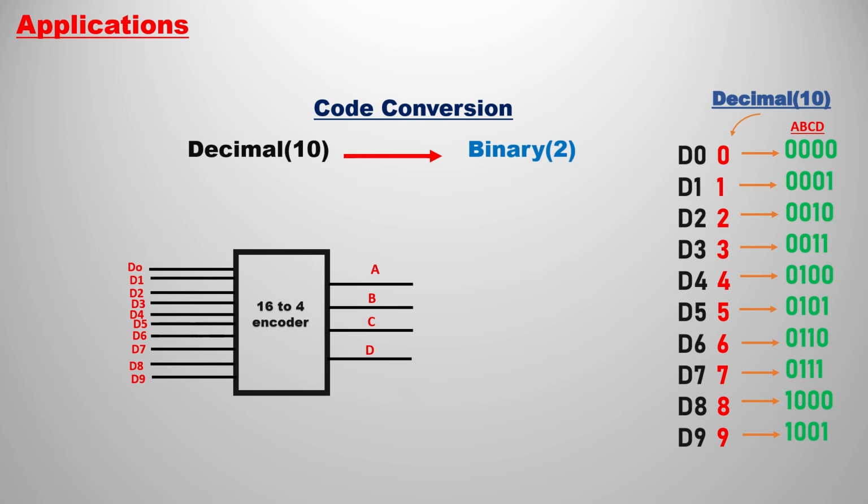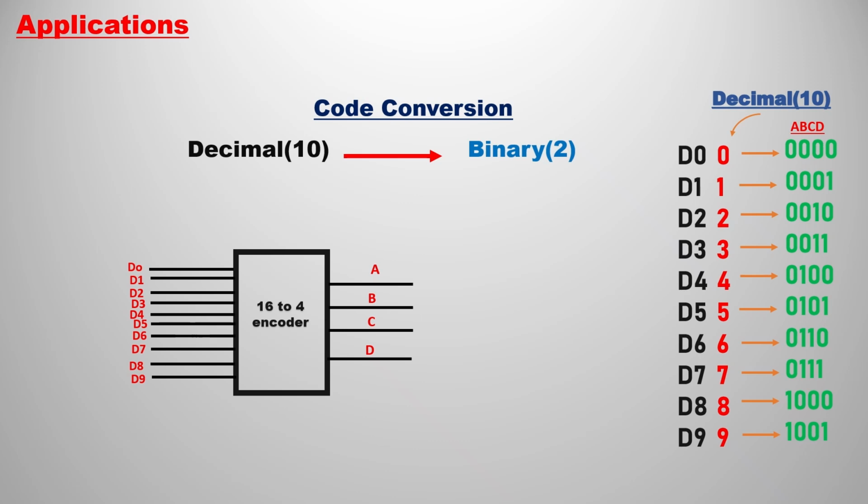So let's also quickly see the applications of the encoders. The first application of encoders is code conversion. In the code conversion part, we have the conversion from decimal to binary. I hope you know what is meant by decimal. Decimal means the normal numbers from 0 to 9. We have a total of 10 decimal numbers, the normal numbers that we use in daily life.